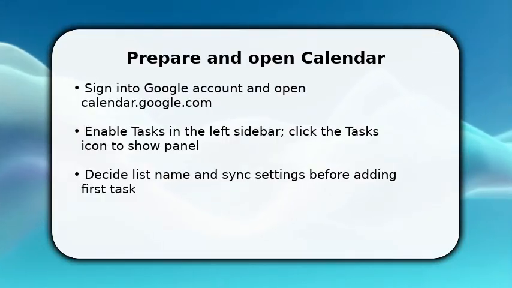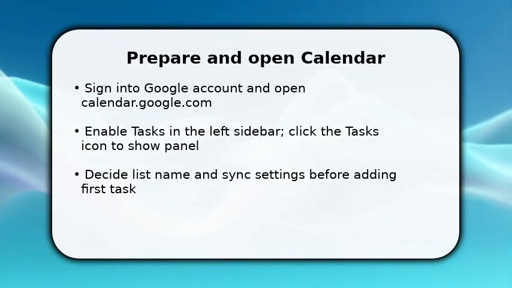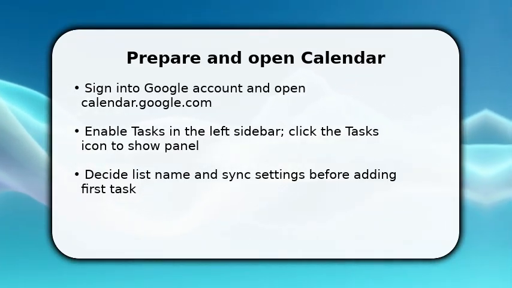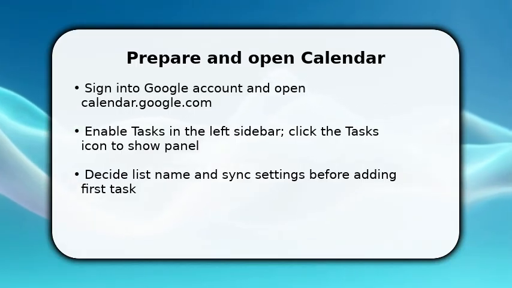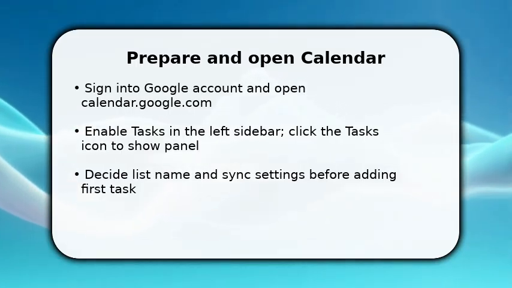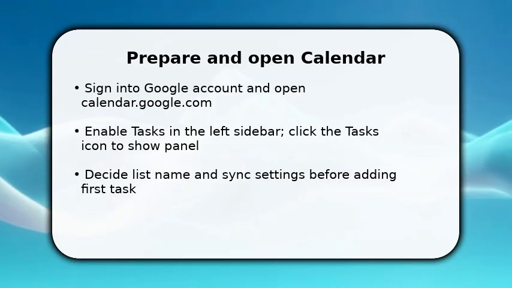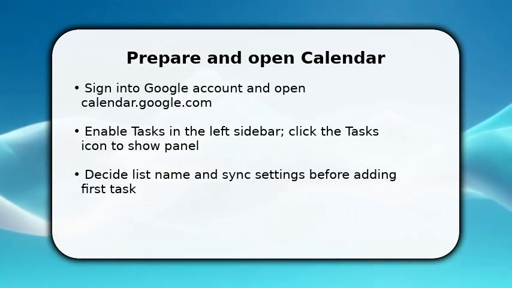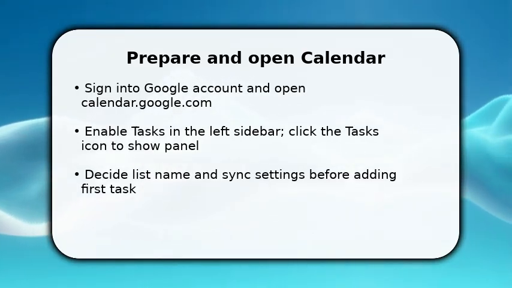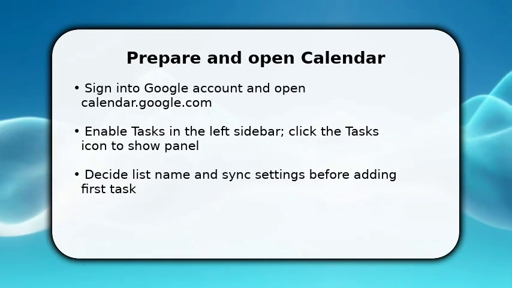You start by signing into your Google account and opening Google Calendar. Once done, show the Tasks panel by clicking the Tasks icon in the left sidebar. Make sure you've chosen or created the right task list so items go where you want them. This avoids later reorganization. Next, click the blue Add a Task button and type a clear title.